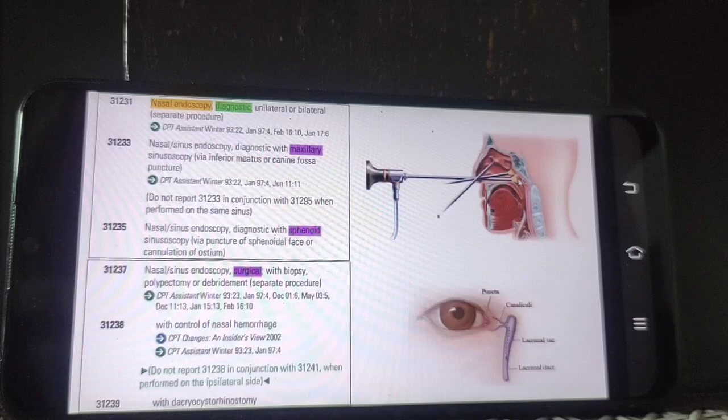What is the reason for that scopy? The doctor uses the scope to remove polyps or for debridement. Debridement means cleaning. For polypectomy or debridement, 31237.